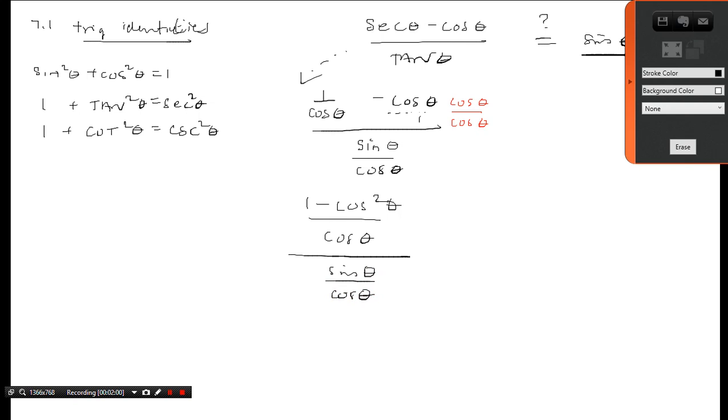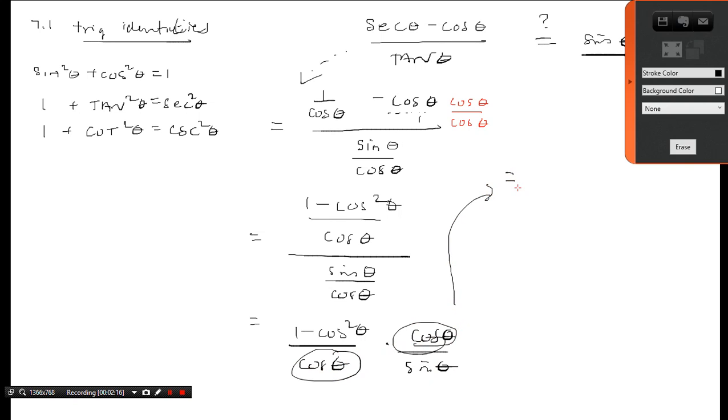Now I multiply by the reciprocal. This is equal to 1 minus cosine squared theta over cosine of theta times its reciprocal, cosine of theta over sine of theta. Alright, so I just flip my denominator. You'll notice that these guys factor out, which leaves you, and I'm going to put an arrow here, 1 minus cosine squared theta over sine of theta.